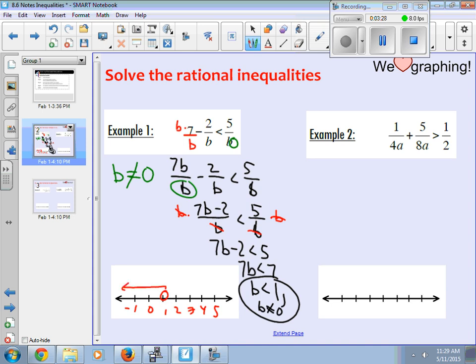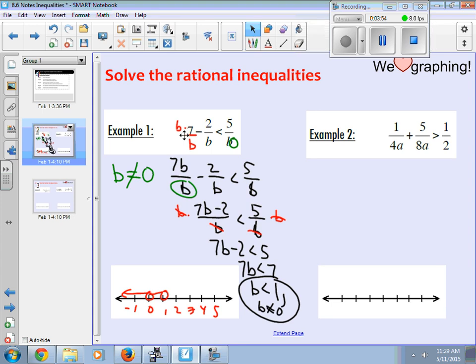Now normally we'd be done like this, but remember 0 is not an answer. So at 0, instead of the line going through there, we want an open circle at 0 as well. So it should not be at that point. So your graph should look something like that. Everything should be graphed to the left except 0 does not work.